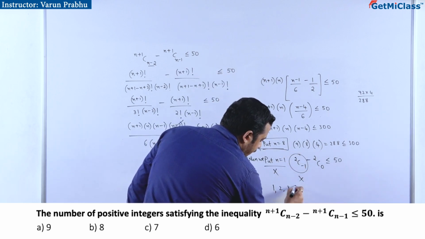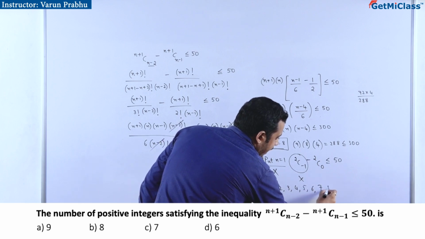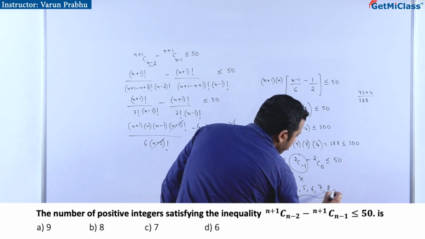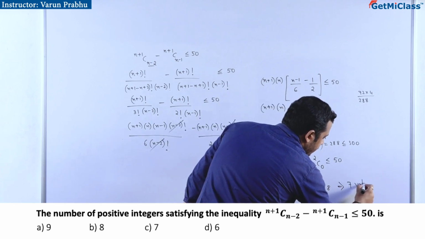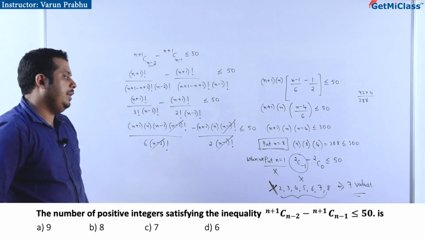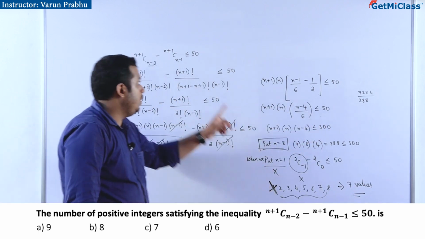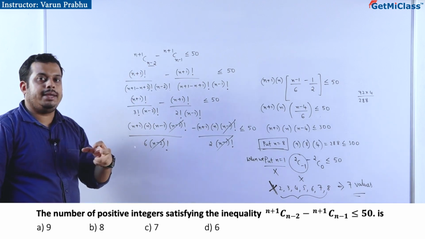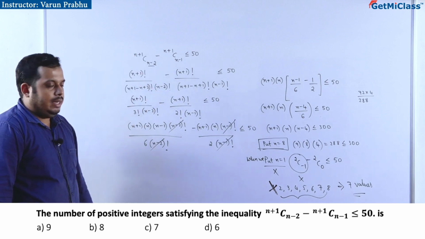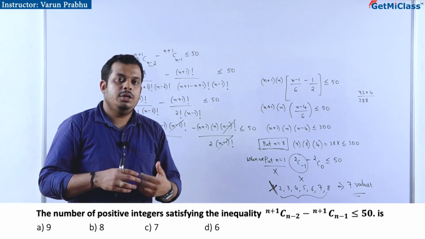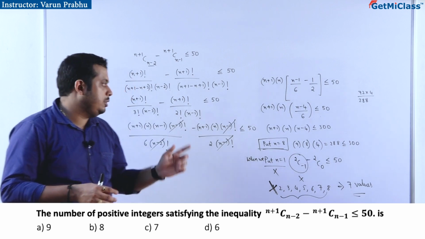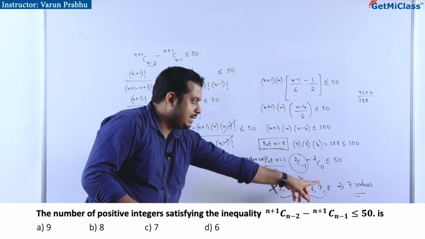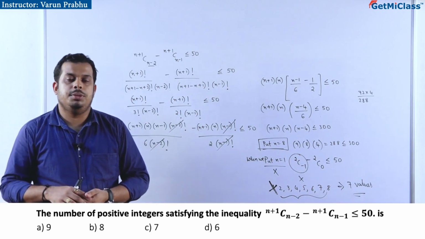So 1, 2, 3, 4, 5, 6, 7, 8, up to 8 values it can take, but 1 cannot be the answer to the question, correct or not? So totally how many positive integers can I take? 7 positive integers I can take. 1 cannot be taken because if you put n is equal to 1, 2C minus 1, this particular combination is not correct, because in combinations you cannot select minus 1 items out of 2 items, right? So that's not possible. You can maximum select 2 and minimum select 0. 2C0 is possible, but 2C minus 1 is not possible. So 1 you cannot take. So 1, 2, 3, 4, 5, 6, 7. How many values are possible? 7 solutions are possible is the answer to the question.